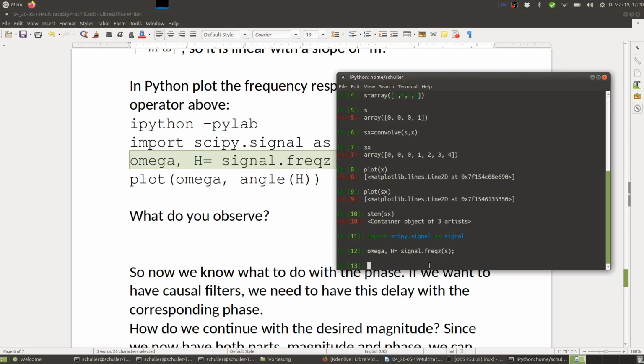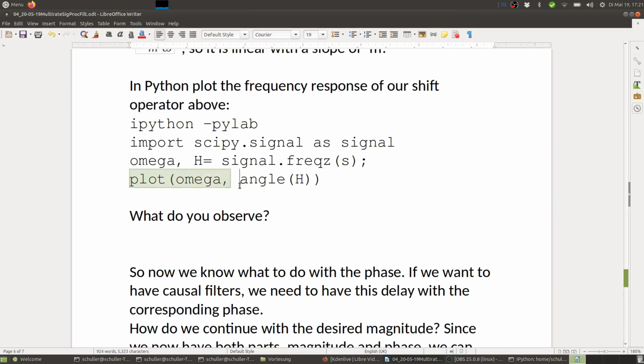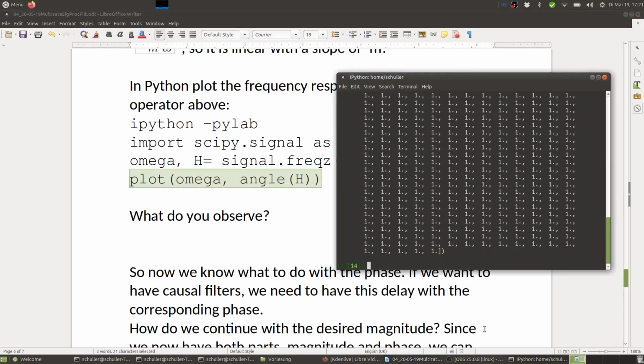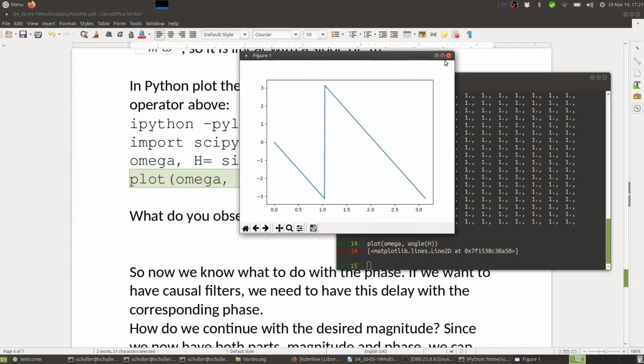And remember, we have an angle and we have a magnitude. So the magnitude here is not so interesting because we know it's constant 1. We can actually check abs of h. Indeed, we see many ones, so it's all ones, so that confirms it. So the more interesting part is the angle now, right? We want to know the angle of the delay operator. So copy and paste. So here we now see the angle.